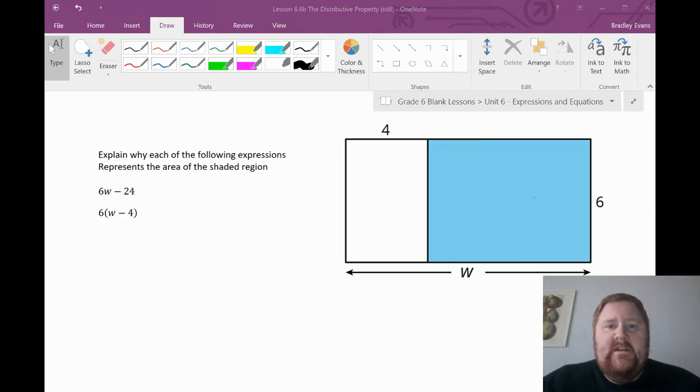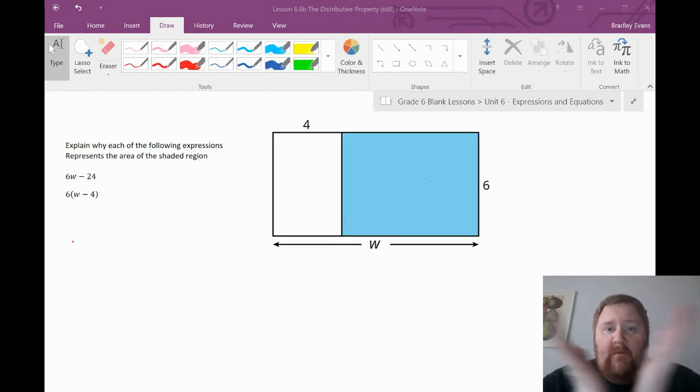Okay, so take a look at this problem, and then I'm going to pause the video here while you write down on paper, please, your explanation. Explain why each of the following expressions represents the area of the shaded region. So you see two expressions there. Why do they both work in calculating the area? How do they both represent the area? I'm going to pause here, write your explanation.